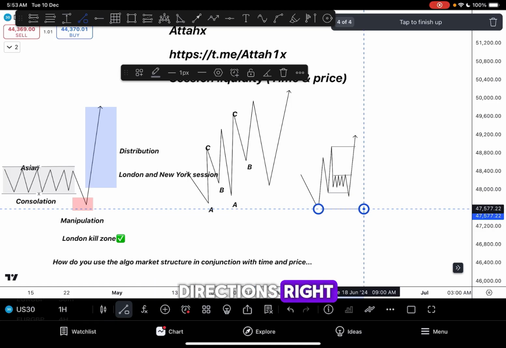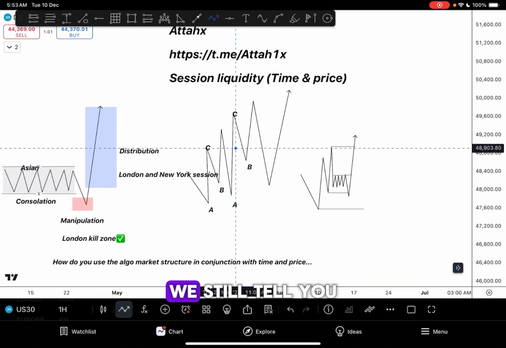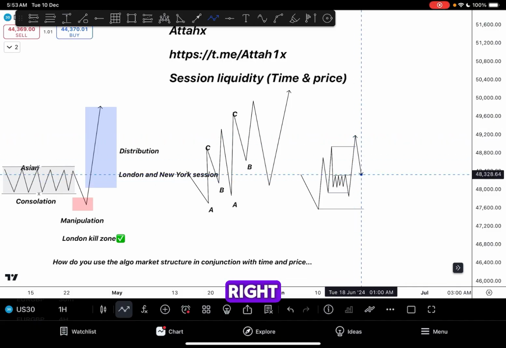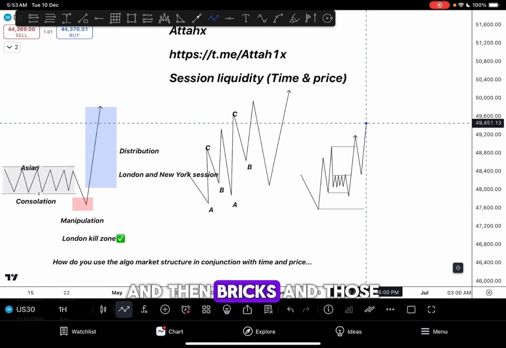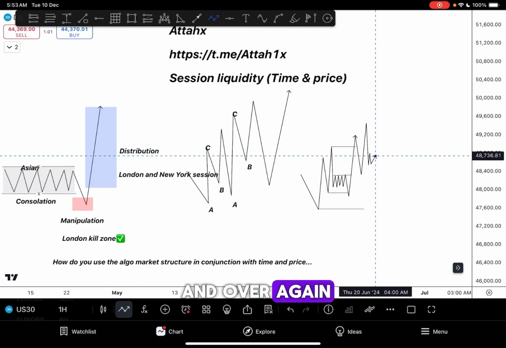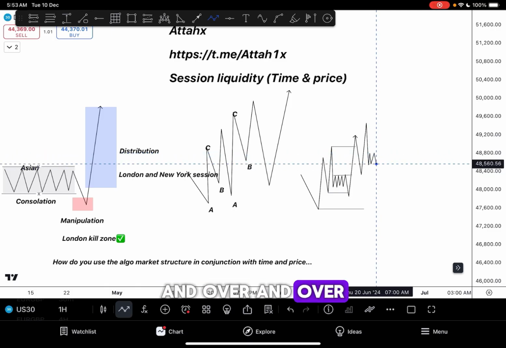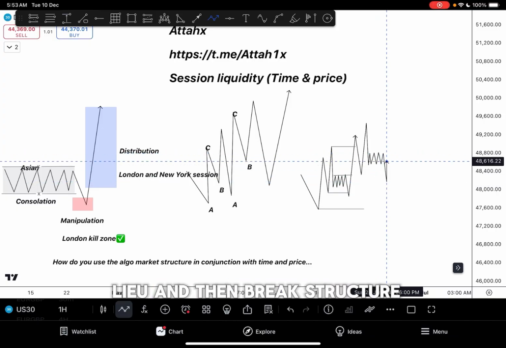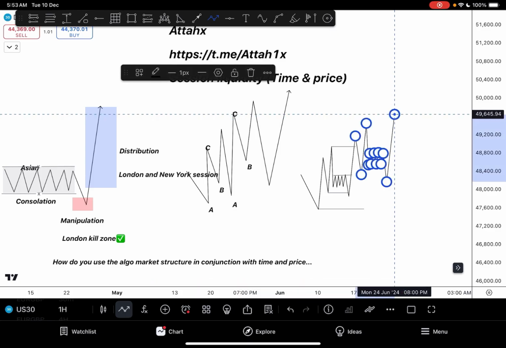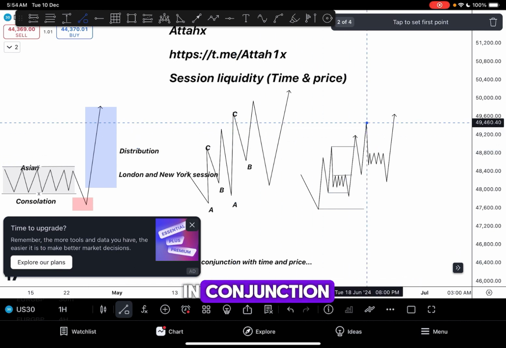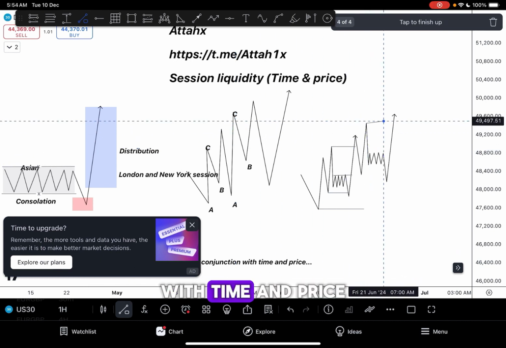without any direction, right? Now, the same algo market structure will still tell you that price comes back, right, and then breaks and does the same thing over and over again, and over again, right? And then manipulates this low and then breaks structure. So this is how the algo market structure works in conjunction with time and price.